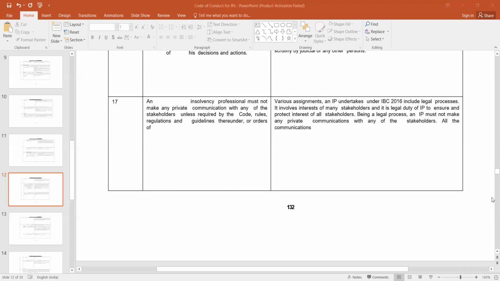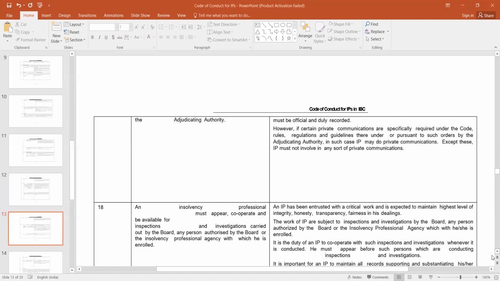So all the communications must be official and duly recorded. However, if certain private communications are specifically required under the code, rules, regulations, and guidelines thereunder, or pursuant to such orders by the adjudicating authority, in such case the IP may do private communication. Except these, an IP must not involve any sort of private communication.